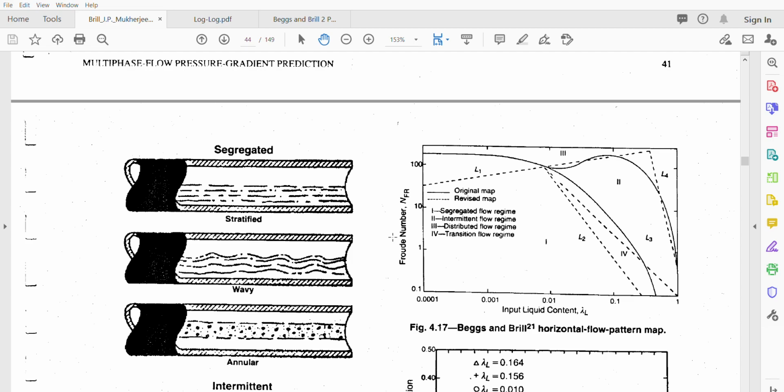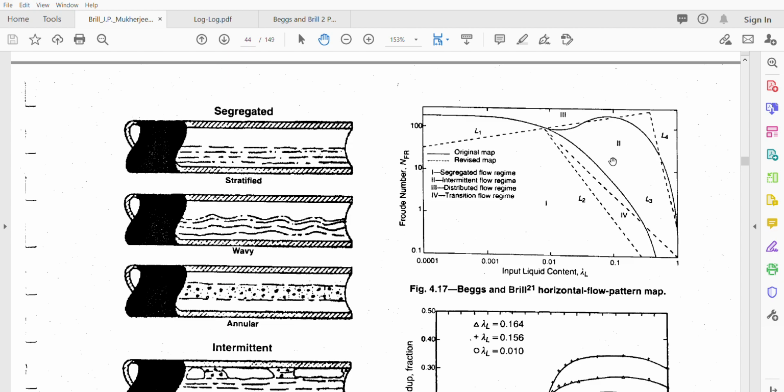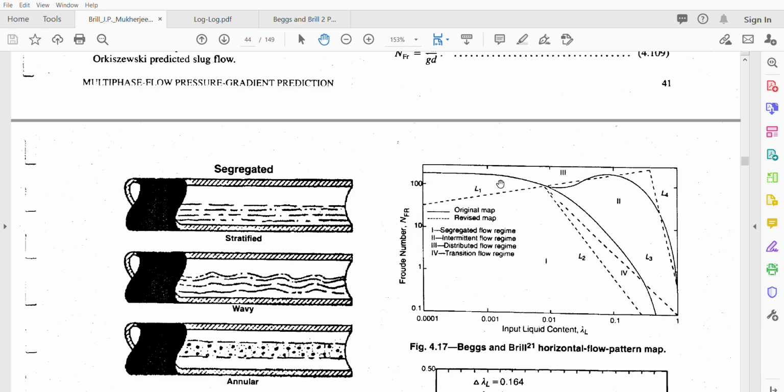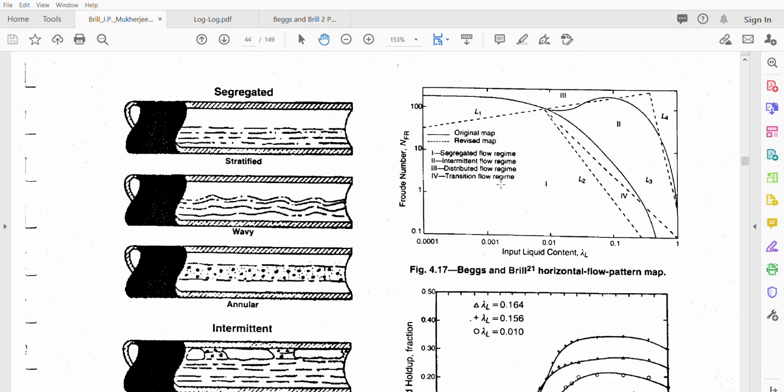Okay, and we continue with the two-phase flow pattern. Beggs and Brill define these lines, and each line has a certain equation. This line has a certain equation, and this line also, and this line also.